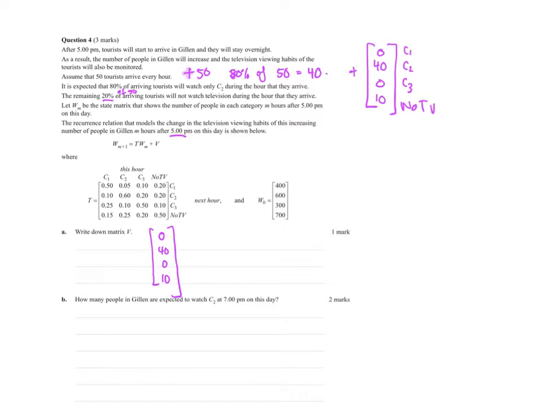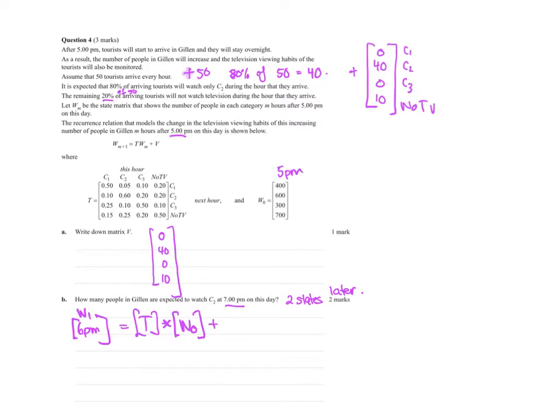And it's going from hour to hour. So how many people are expected to watch C2 at 7 p.m.? That's 2 states later. Remember, you have to do it step by step with this one, so you can't do a power trick. First you're going to have to find 6 p.m., where you will do T times W0. So 6 p.m. will actually be W1, and here is 5 p.m.